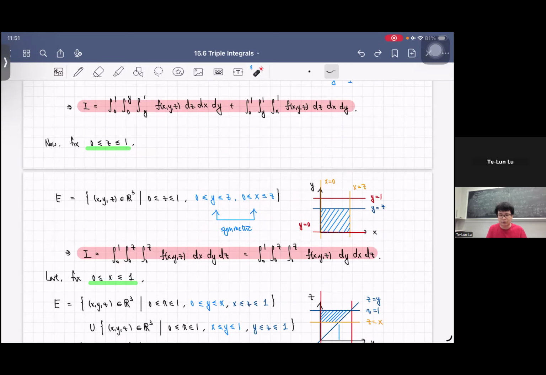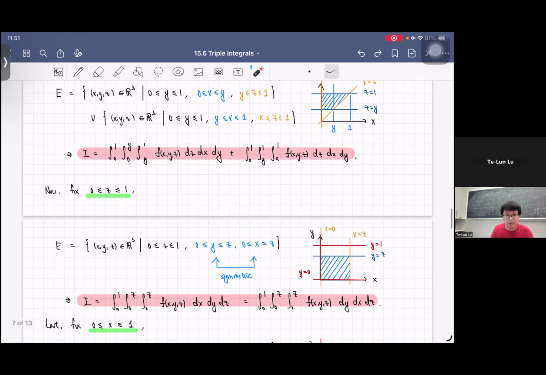And since these have constant boundaries, it is both a type 1 and type 2 region, right? So we can simply write down the corresponding integration as follows. You have z as a constant boundary between 0 and 1, and y and x are of boundary 0 to z. You can solve that directly because those are symmetric, right? You have the same constant boundary.